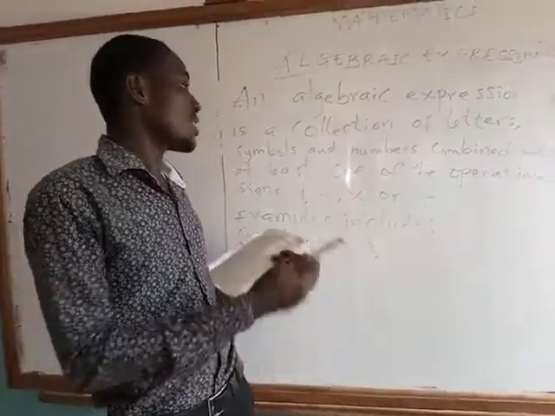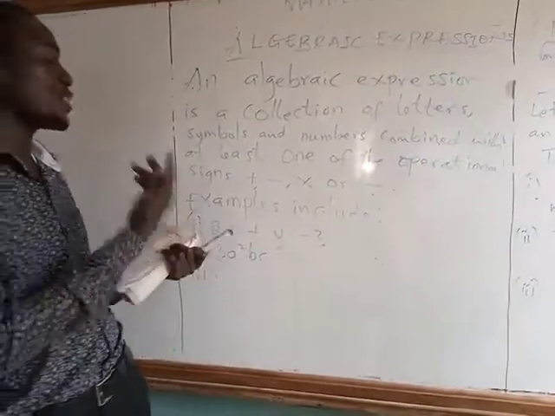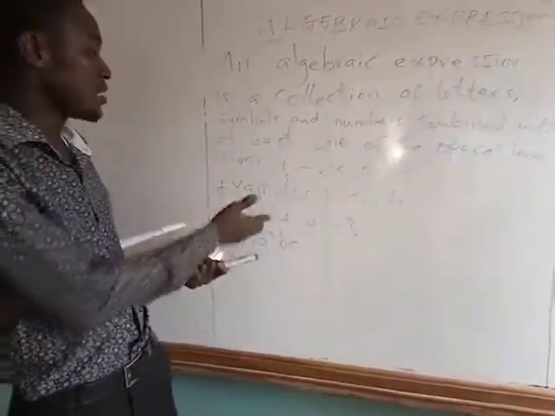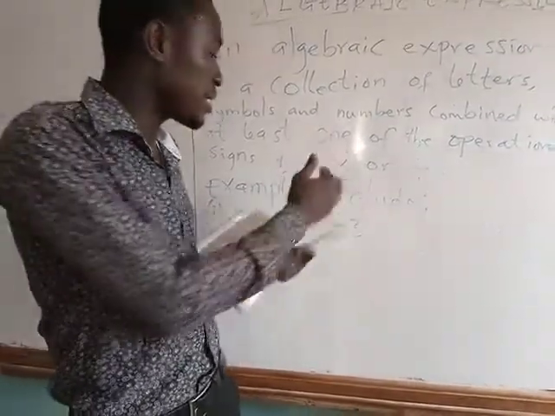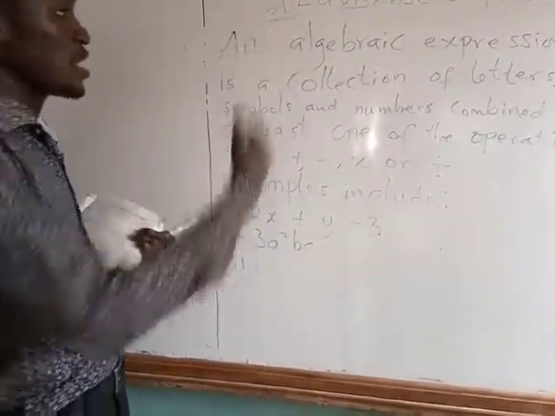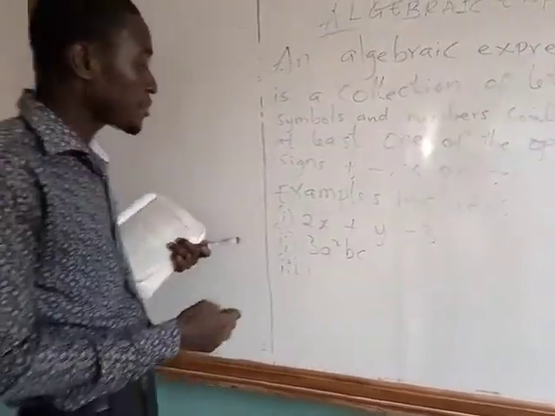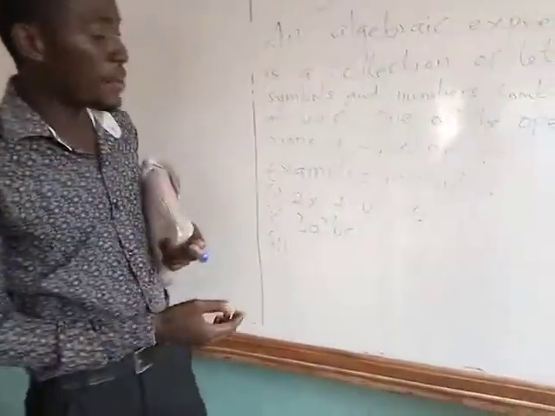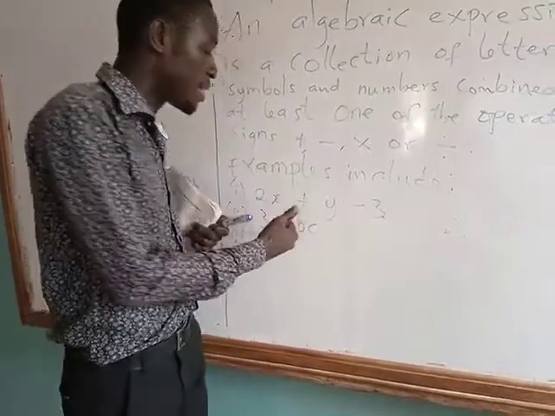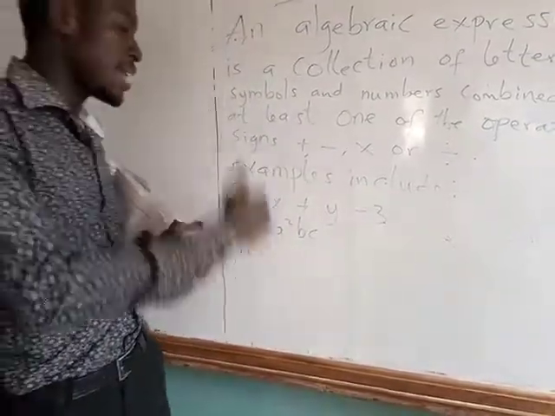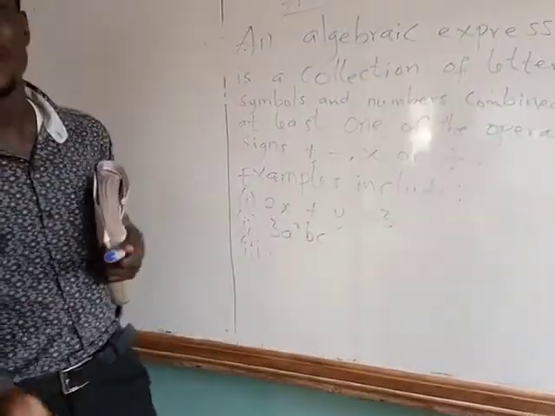An algebraic expression is a collection of letters, symbols, and numbers combined with at least one of the operational signs, which include plus, minus, times, or division. So we want to take a few examples of algebraic expressions, and how we can express various numbers and equations using algebra. Now we have one there, 2x plus y minus 3. That means the x is unknown. You can say 2 times a number plus another number minus 3.